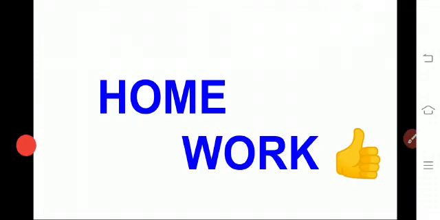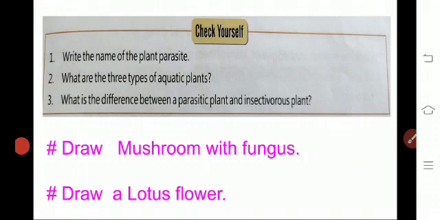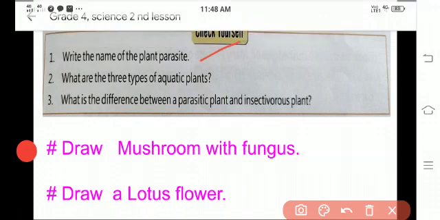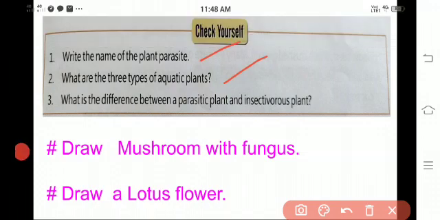Today's homework is the Check Yourself section. Write the names of your plant parasites. What are the three types of aquatic plants? What is the difference between a parasitic plant and an insectivorous plant? Write those answers in your homework note and send it to me. With that, draw a mushroom with fungus and draw a lotus flower, and send them to me.